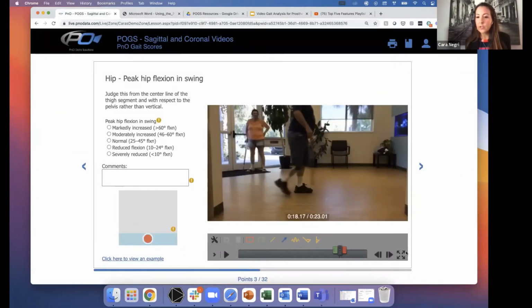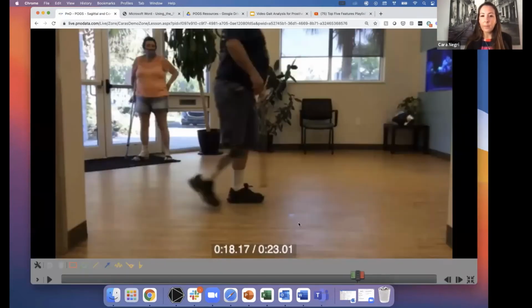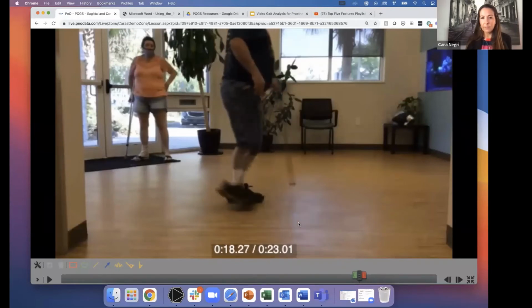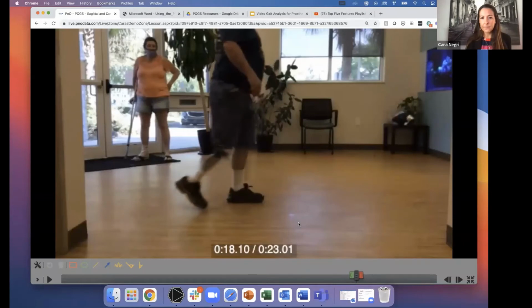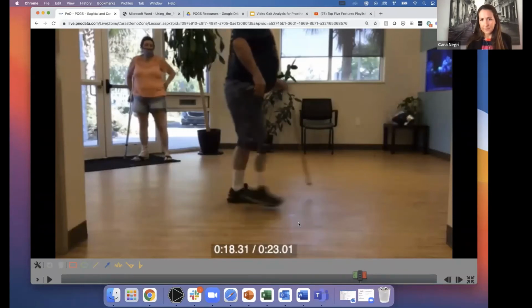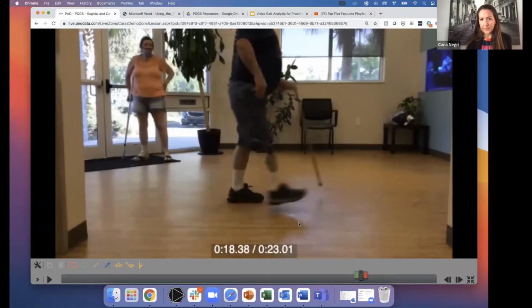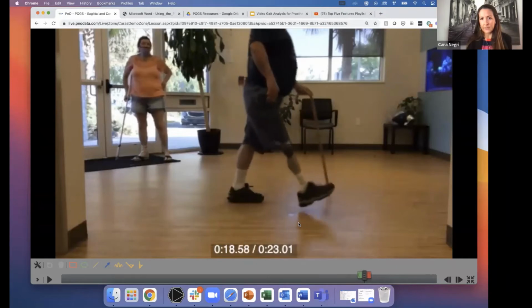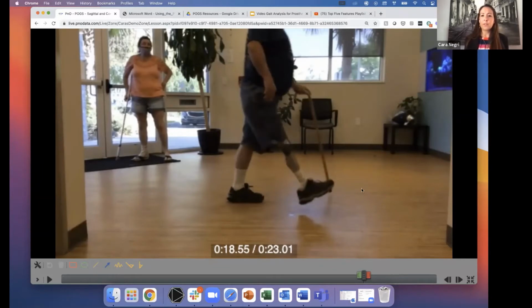We can just continue on with our frame by frame and see when that thigh segment is no longer flexing. He's flexing, flexing, flexing, flexing. And he's still flexing. There we go. I'll probably go right there before he puts his foot on the floor. So he's pretty actively kicking that foot out there.